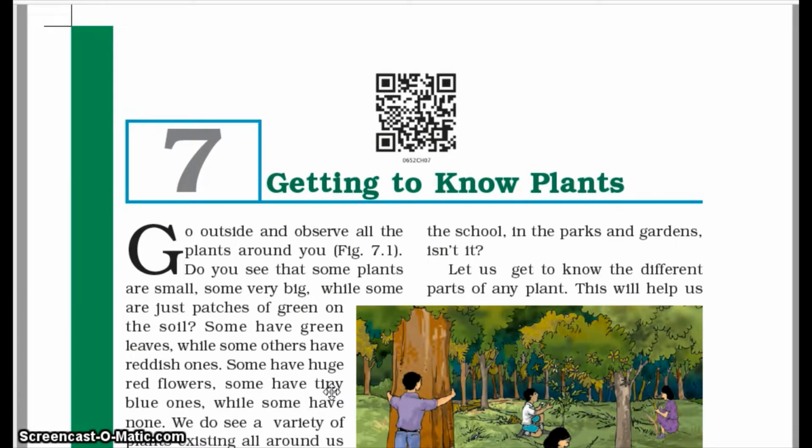So students, we were studying the chapter Getting to Know Plants, and we have already studied about the leaf, the stem and the root. And today I'll start the most colorful part of the plant, and that is the flower, right?